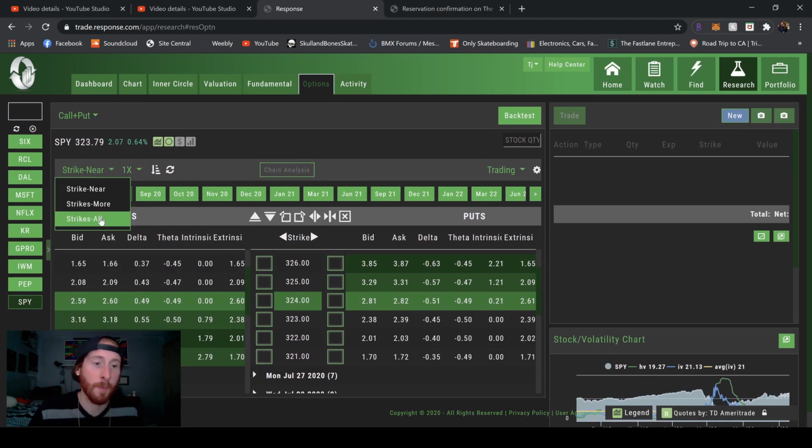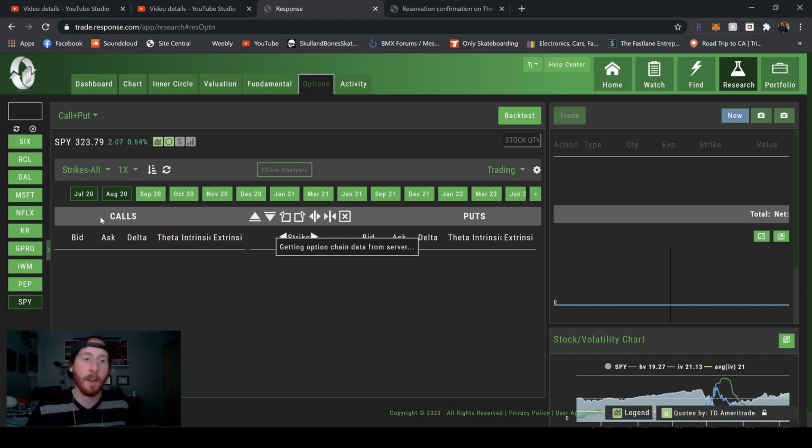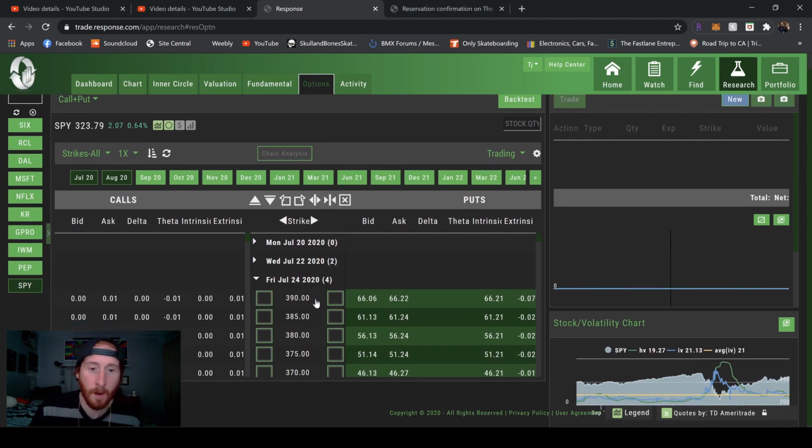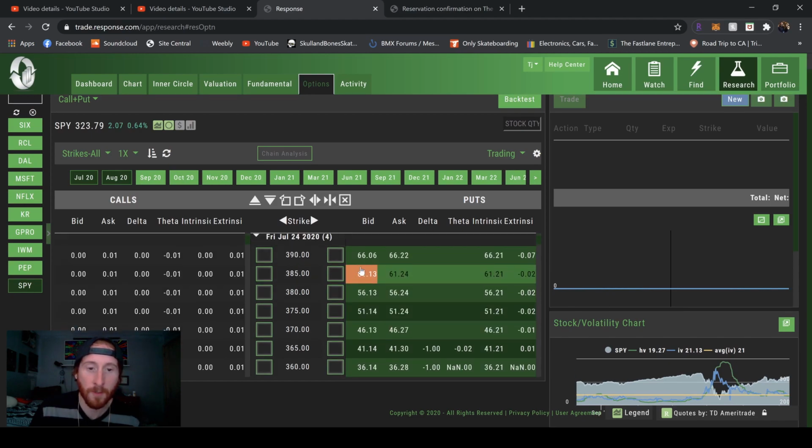Come up here. This is just my software that I'm using, Interactive Brokers, and I know that not everybody has access to this, but I pay monthly for this software. Waiting to get the option chain data from the server. Here we are. All right, open up the Friday expiration, 4 days from now.